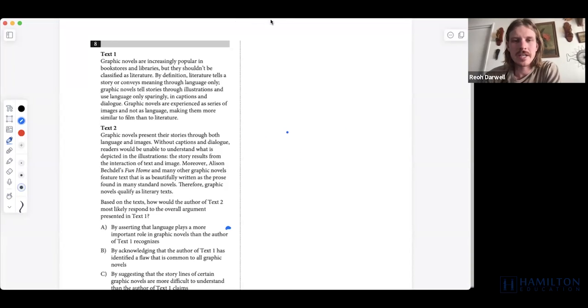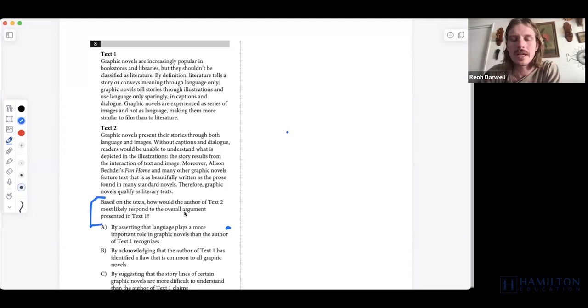Okay, so question 8 here is a cross-text connections question. We need to look at two texts together. We are always going to be asked, or almost always going to be asked, something about the relationship between these two texts, right? So how would one author respond to the other author? In what way? In particular situations?